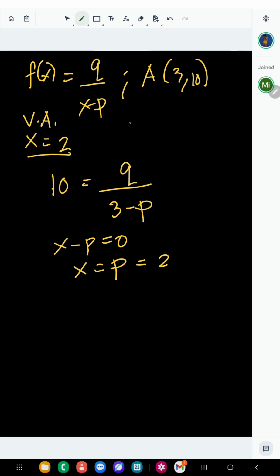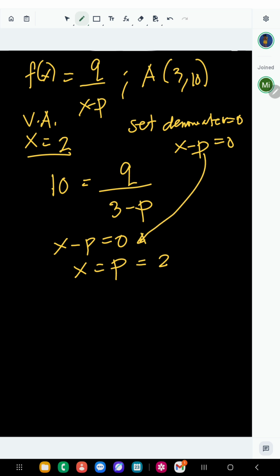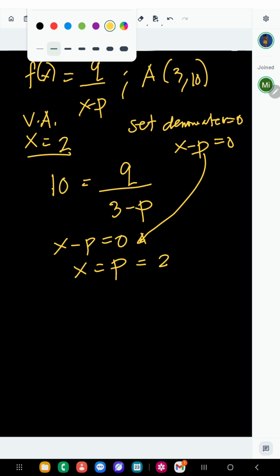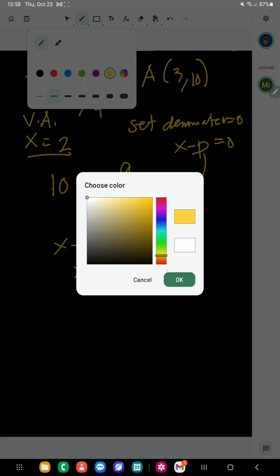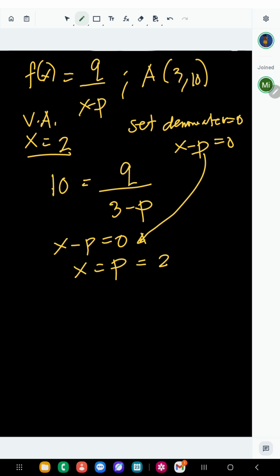For a vertical asymptote, we set the denominator equal to 0, and the denominator here is x minus p. So we set that to 0 and solve for x. Then x is equal to p. It's given that the line CD is an asymptote, and line CD is x equals 2. Therefore, p is equal to 2. Got it?